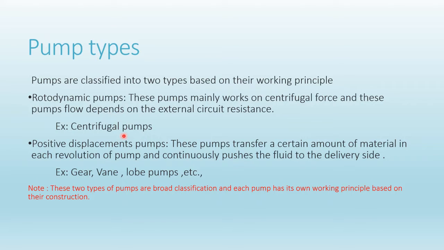Positive displacement pumps transfer a certain amount of material in each revolution of the pump and continuously push the fluid to the delivery side. In rotodynamic pumps, the flow depends upon the external circuit resistance, which means when the external side pressure is more, the flow decreases. But positive displacement pumps continuously transfer the fluid irrespective of the delivery side pressure. These pumps just transfer the material from suction to delivery.